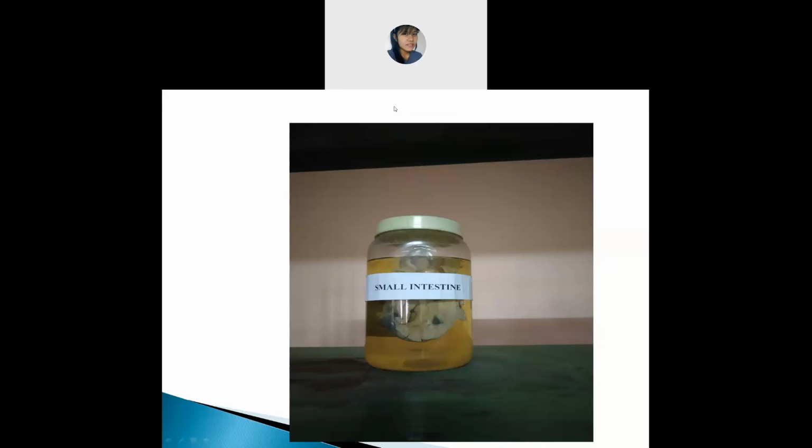Okay, good. And peristalsis also works in this organ, moving food through and mixing it with the digestive juices from the pancreas and liver.